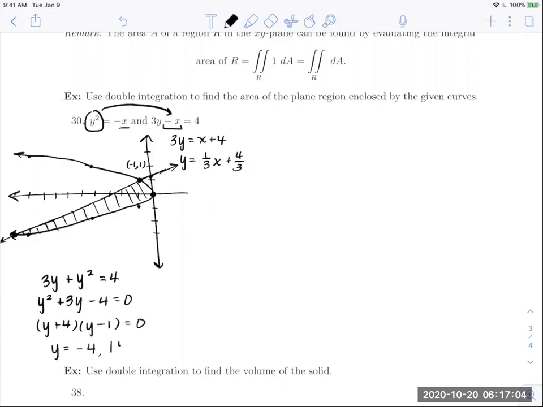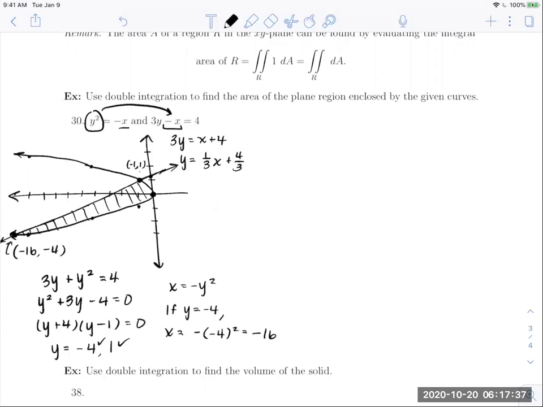Now we already knew this one. We didn't know this one. So if I plug this back into the equation for x, remember x equals negative y squared. So then if y is negative 4, x equals negative 4 squared, which is negative 16. So you can see that my graph is fairly off here. This intersection point is the point negative 16, negative 4.